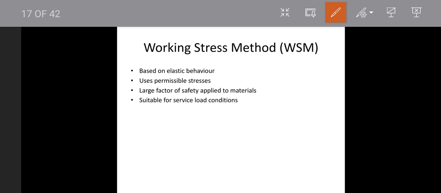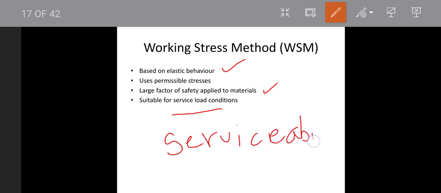In the working stress method, the structure is designed based on elastic behavior and uses only permissible stresses, that is, the load acting on the structure is directly considered for the design. Here we use a factor of safety for materials alone. This is suitable only for service load conditions, and the serviceability of the structure is given the higher importance in this working stress method.